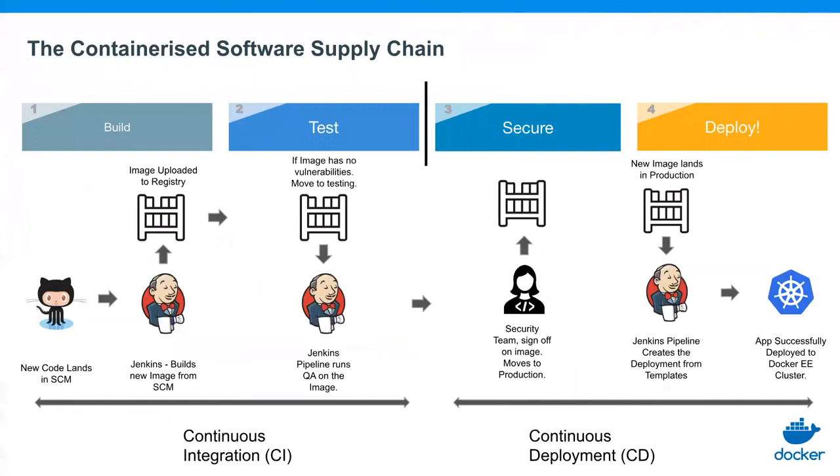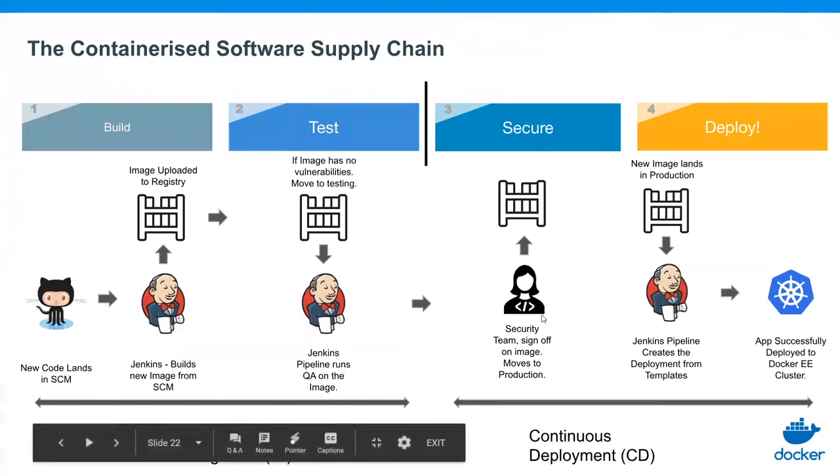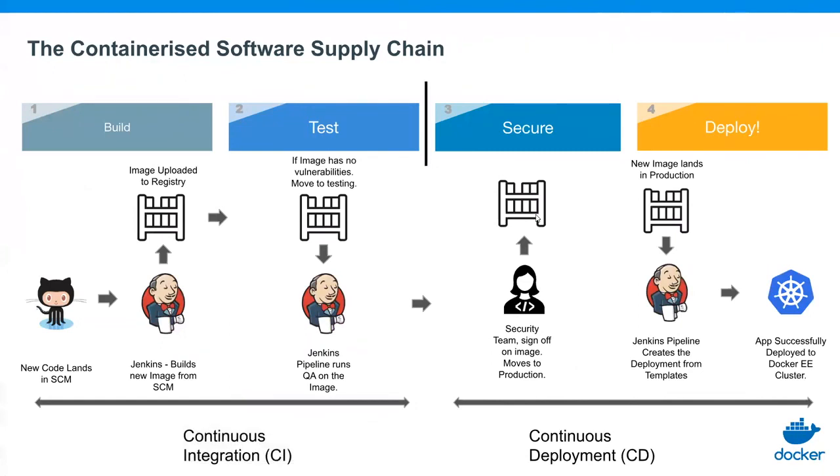So, going through pictorially what my demonstration just showed, it showed new code landing in source control. It saw Jenkins building my container and uploading it to a registry. The testing phase happened where, if it had no vulnerabilities, do some simple smoke tests. If the smoke tests pass, get security to sign them off and to push the image into a production repository with no vulnerabilities and an audit trail of signature data.